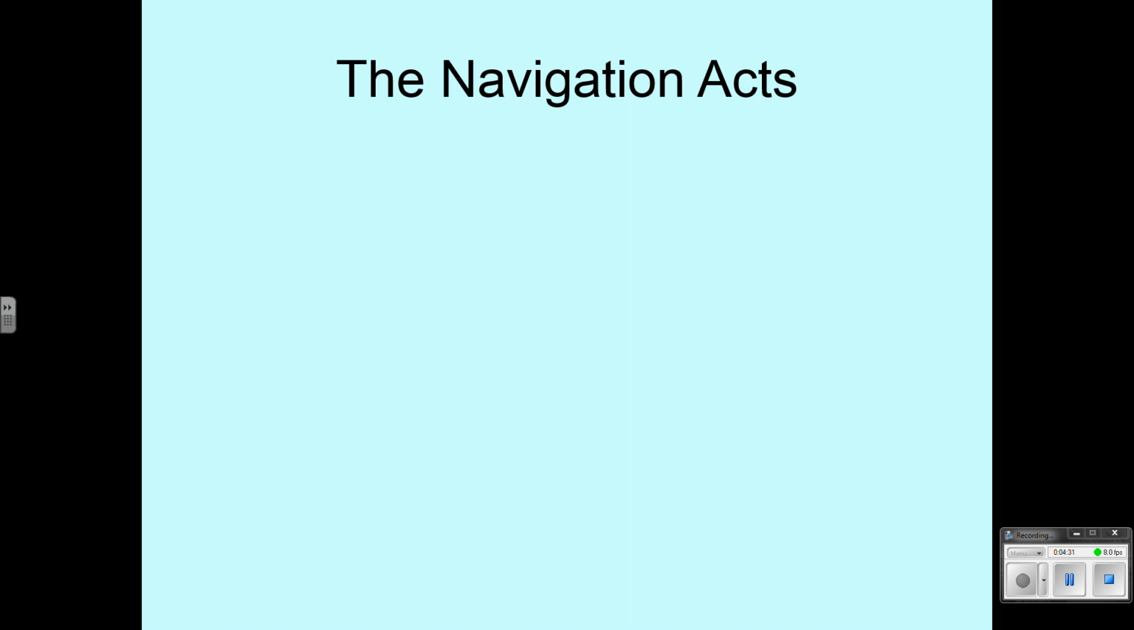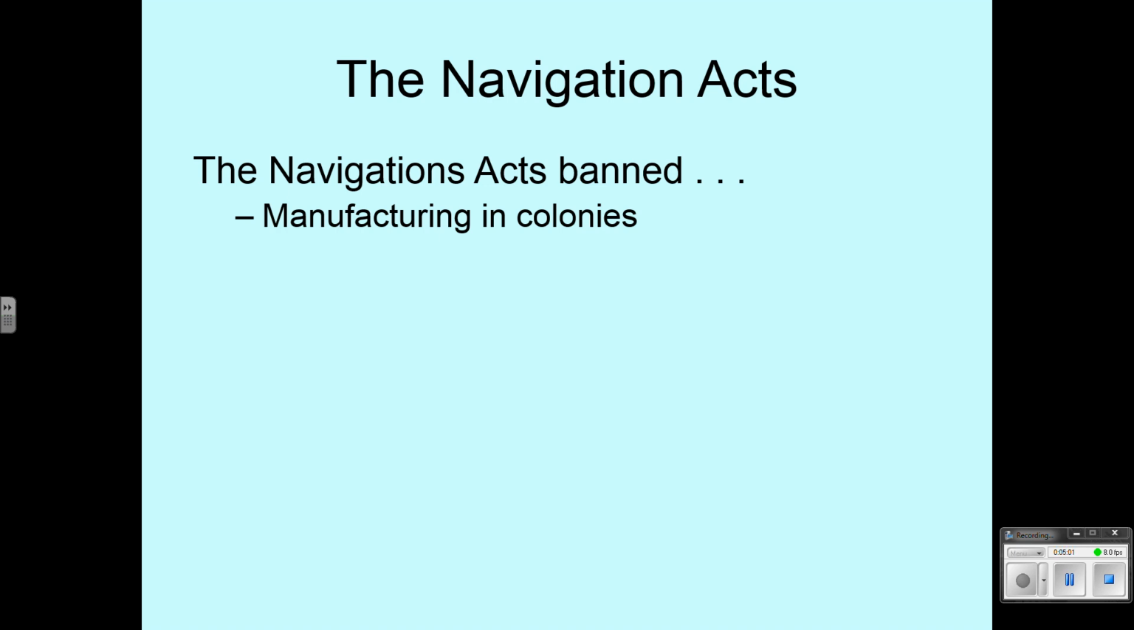Now, in order to regulate this system of trade, Parliament passed navigation acts, the first of them as early as 1651, and many of them in the 18th century. The navigation acts regulated trade. This is not free trade. This is not an unrestricted free market economy. This is a highly regulated economy. They banned manufacturing in the colonies. In other words, taking raw materials and turning them into finished goods. This was often violated, but it was sometimes enforced vigorously.